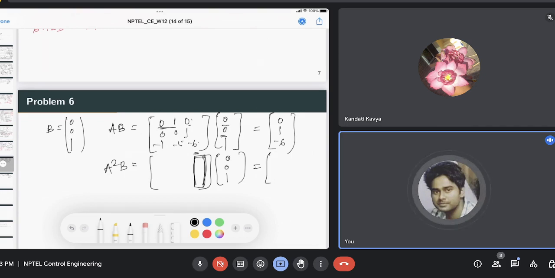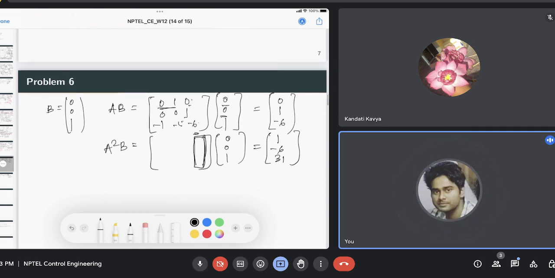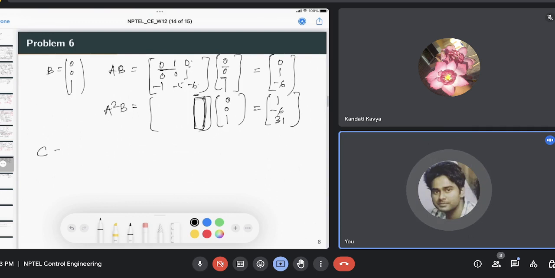I will use a calculator to compute this. It comes to 1 minus 6 31. You can verify, it is just a lengthy calculation. So this is A squared B. Then your controllability matrix is B, AB, A squared B: 0 0 1, 0 1 minus 6, 1 minus 6 31.